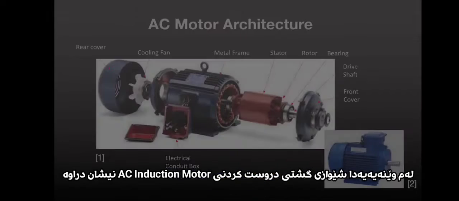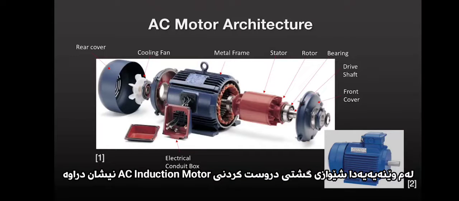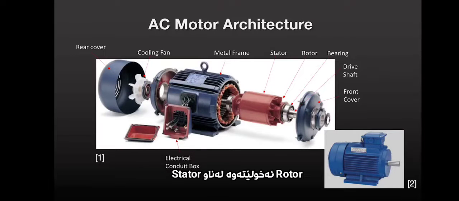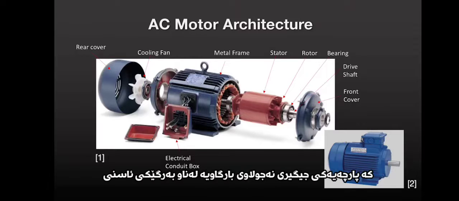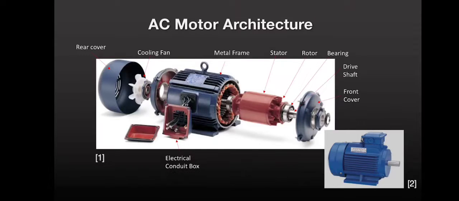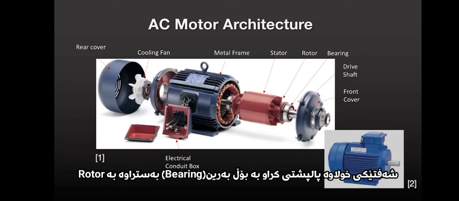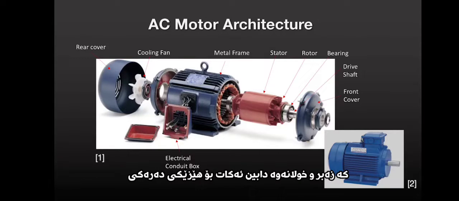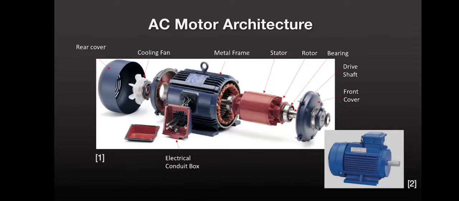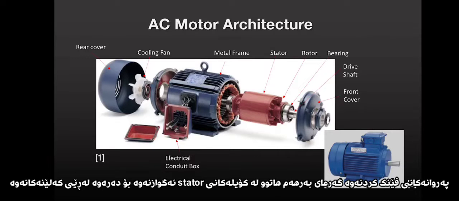Shown in this slide is the general architecture of an AC induction motor. The rotor revolves within the stator, a fixed electromagnet housed inside a metal frame. A drive shaft supported by bearings is fixed to the rotor, supplying torque and speed to an external mechanism. A cooling fan conducts heat from the stator coil magnets out the rear of the motor.